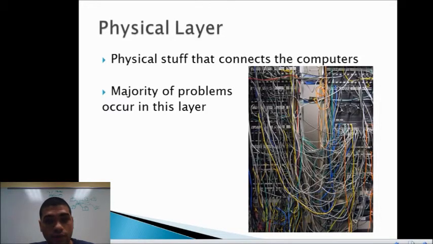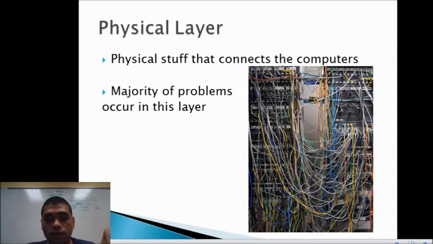And finally, the physical layer. The physical layer is pretty much where all the physical stuff is connected in all the computers. The reason the majority of the problems occur in the physical layer is mostly because there are too many wires, there's no organization, and people tend to break the wires, or the wires end up being connected incorrectly. And whenever there's a physical layer problem, you're going to have to go into the wires or into the network and physically fix the problem.